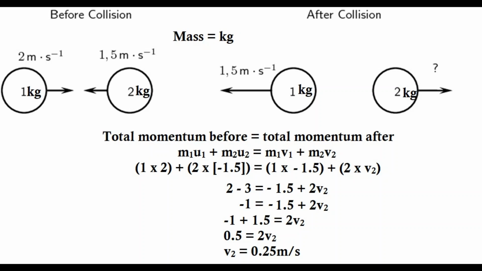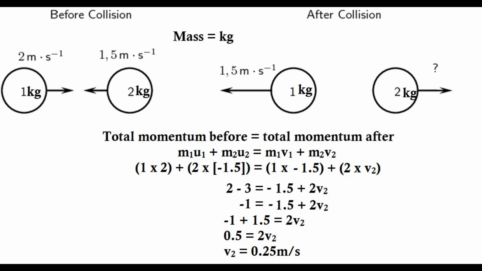For this question, let's just say that you've got two balls coming together. So two spherical objects are coming together. One spherical object has a mass of 1 kilogram traveling at 2 meters per second. It collides with another spherical object with mass 2 kilograms traveling in the opposite direction at 1.5 meters per second. After the collision, the mass of 1 kilogram is traveling at 1.5 meters per second to the left, and the question is asking what is the speed after the collision of the 2 kilogram mass.